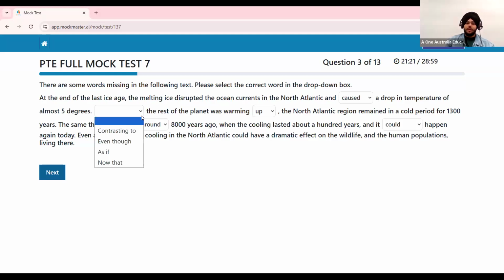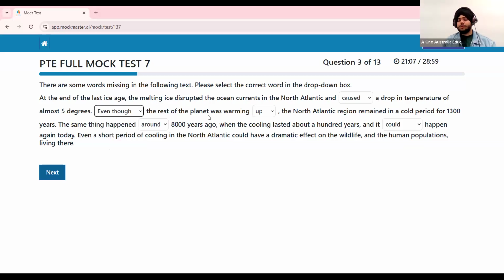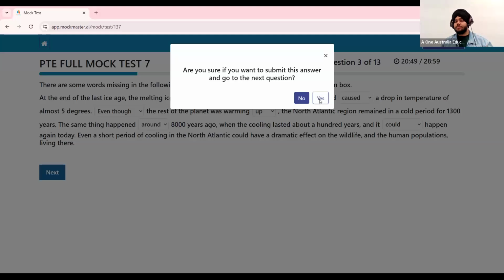Now let's read this one. Dash the rest of the planet was warming up. The North Atlantic region remained in a cold period. So here it is warming up, but here it is cold. So it is contrasting. But even though the planet was warming up, comma, the North Atlantic region remained in a cold period. Now, guys, even though we usually use for basically we have a sentence, then we put a comma, and then the tone of the sentence would change. If it's positive, after the comma, it's negative. If it's negative, after the comma, it is positive.